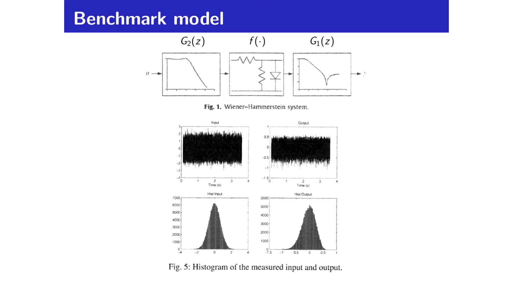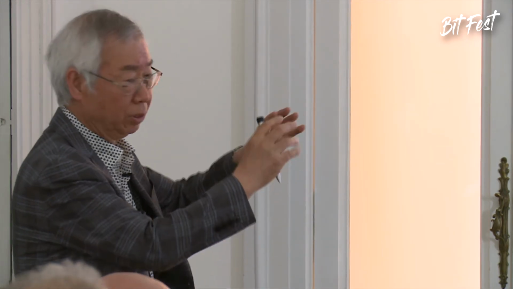This is the benchmark model. Probably many of you know this. The linear system, with a nonlinearity designed by a circuit, and this is the linear system. This is the input, this is the output. This is the distribution of the input, and this is the distribution of the output. The input distribution is really Gaussian, and the output distribution also looks Gaussian. But if you look carefully, it is somewhat skewed because the nonlinearity is not symmetric.